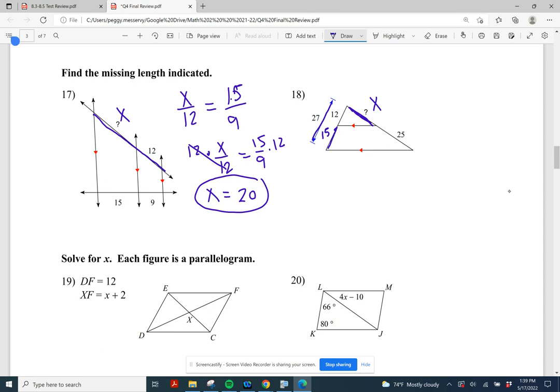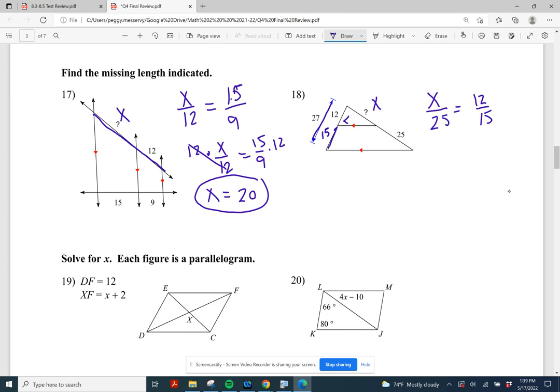And then I will set up the proportion again. So I'll do the x divided by the 25. Pieces over here on this side has to equal the same ratio. Make sure you put the 12 on the top. 12 over the 15. All right, now we will solve the equation.